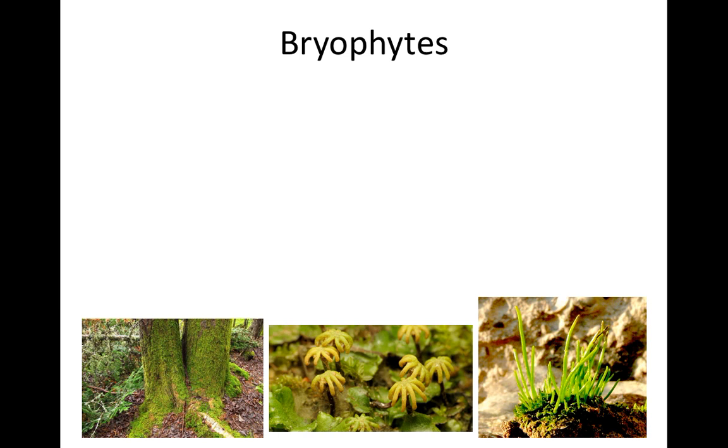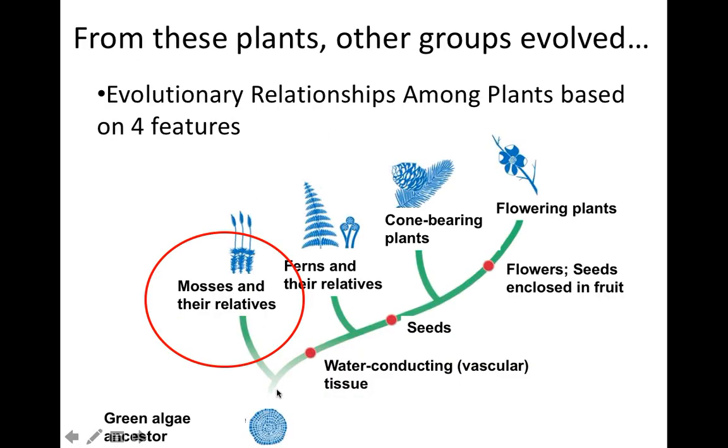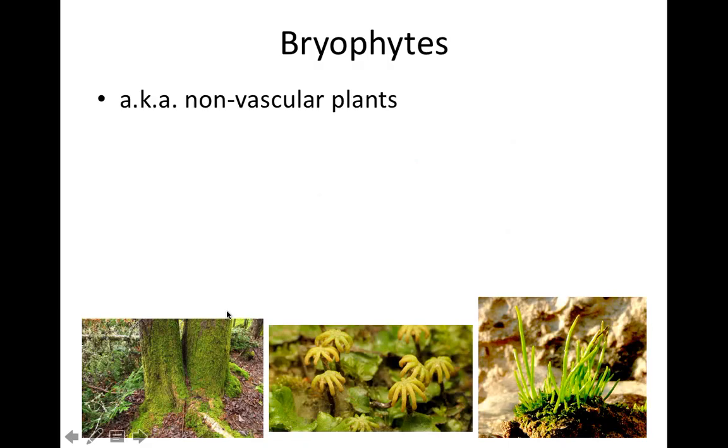Okay, so these are called bryophytes. Bryophytes are basically just non-vascular plants, and vascular tissue is specialized tissue that is used to transport substances like water and nutrients through a plant. So kind of like an internal plumbing system. And bryophytes don't have this internal plumbing system. As you can see on the evolutionary tree, they branched off before vascular tissue showed up.